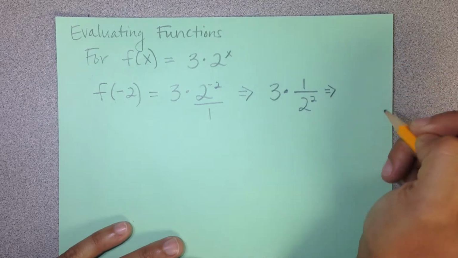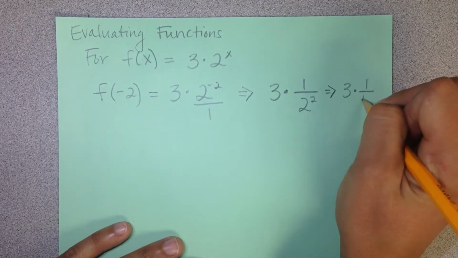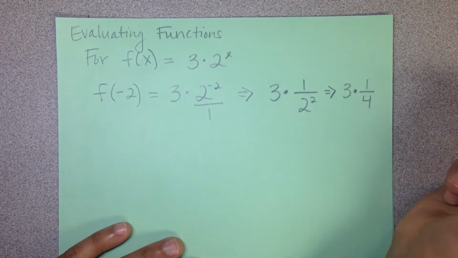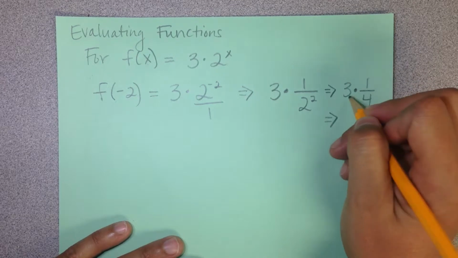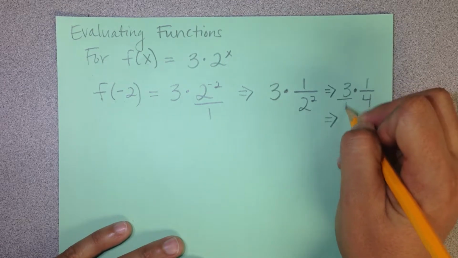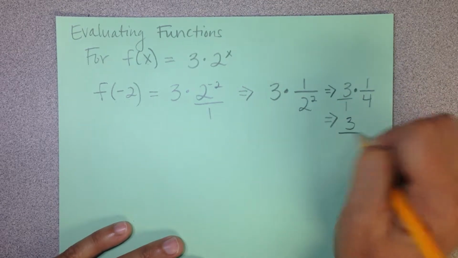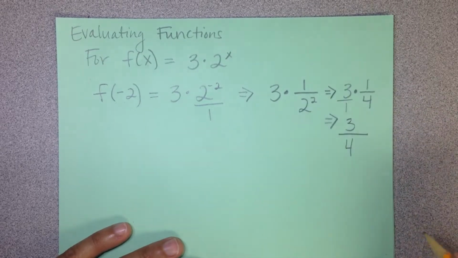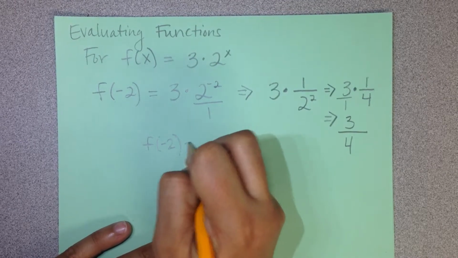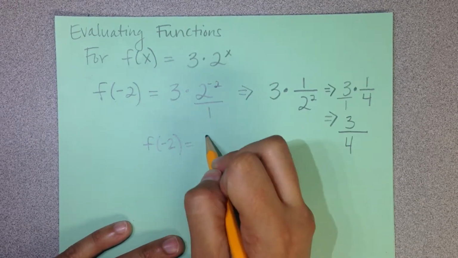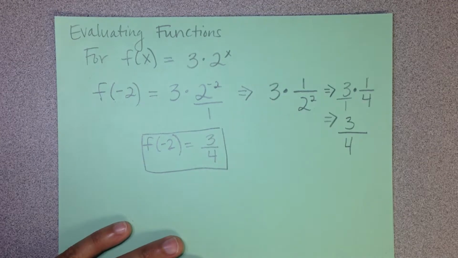If we complete that, we simplify it further. It's 3 times 1 over 2 to the second power, which is 4, so it's 3 times 1/4. And again, if we simplify it even further, 3 times 1/4. Remember when you're multiplying fractions, you just multiply straight across. So 3 times 1 is 3, and 1 times 4 is 4. So we get an answer of 3/4. So if we go back to our original, f of negative 2, what does that equal when x is negative 2? Well, we found that it equaled 3/4. So f of negative 2 equals 3/4.